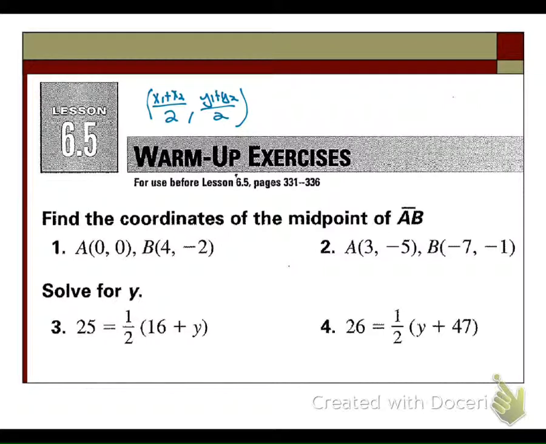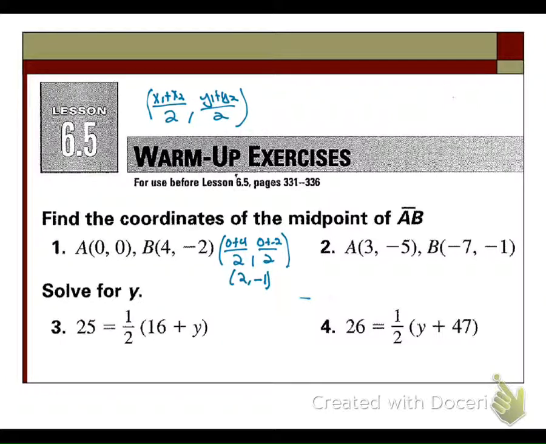And with this formula, all we're going to do is substitute in x1. Remember, x comes in the first coordinate. So 0 plus 4 divided by 2. I don't have a lot of space on here, but I'll try my best. 0 plus 4 divided by 2, comma, 0 plus negative 2 divided by 2. So 4 divided by 2 is 2, and negative 2 divided by 2 is negative 1.